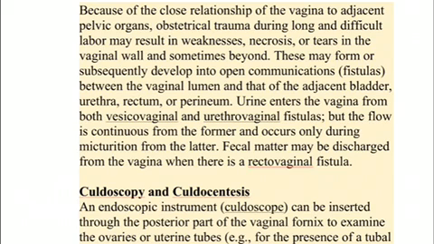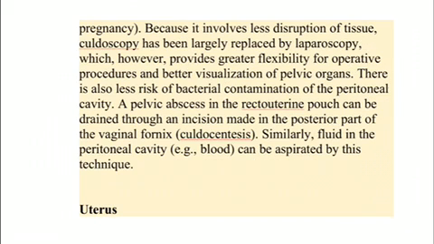What about culdoscopy and culdocentesis? An endoscopic instrument, what we call the culdoscope, can be inserted through the posterior part of the vaginal fornix to examine the ovaries or uterine tubes. For example, in the case of suspected tubal pregnancy, that's ectopic pregnancy.